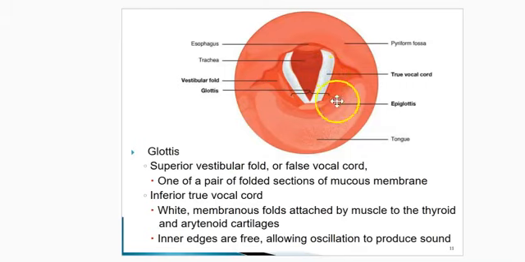Next to it are the vestibular folds, or the false vocal cords. These help support the area and aid with movement. And outside that, there's the esophagus, and the trachea through the end, connected through the tongue.